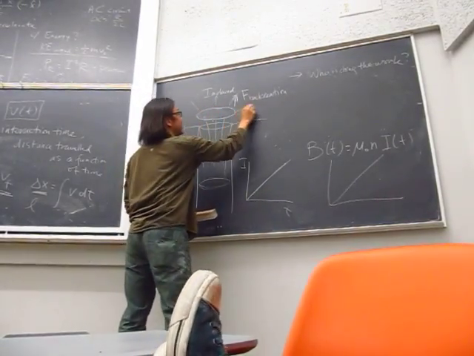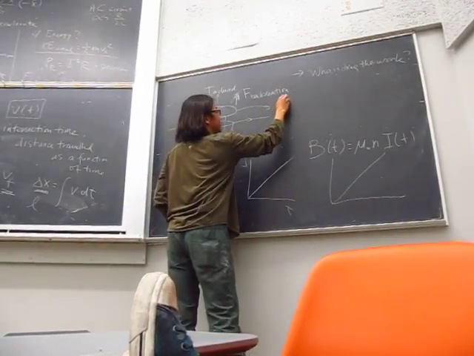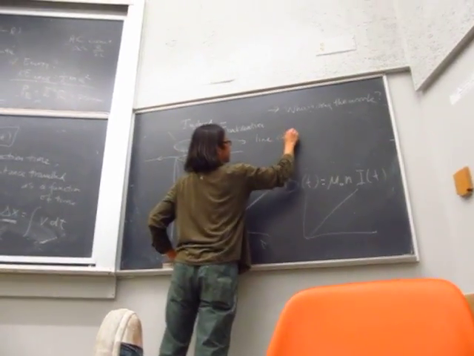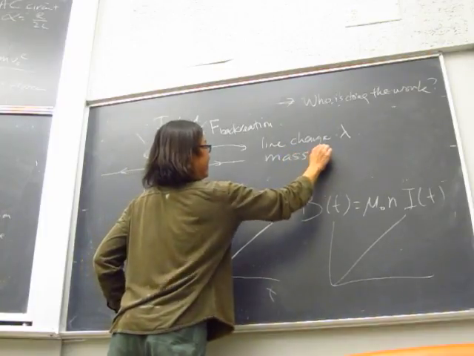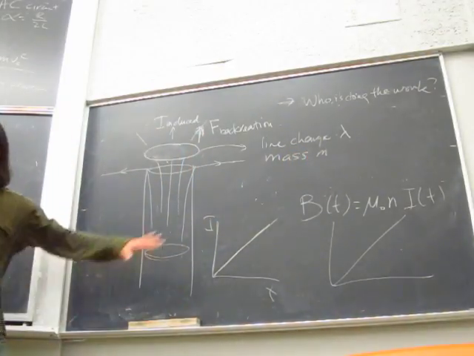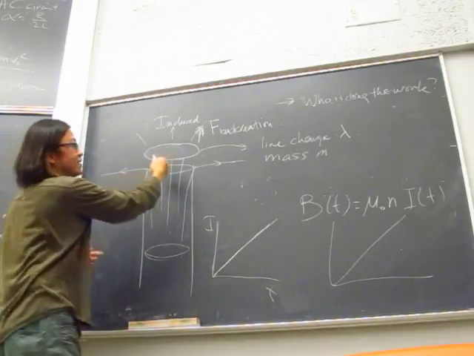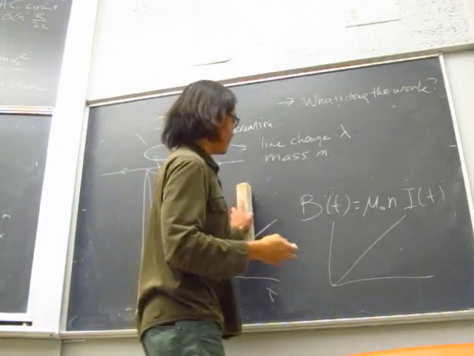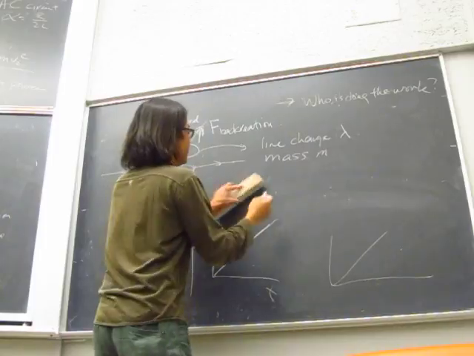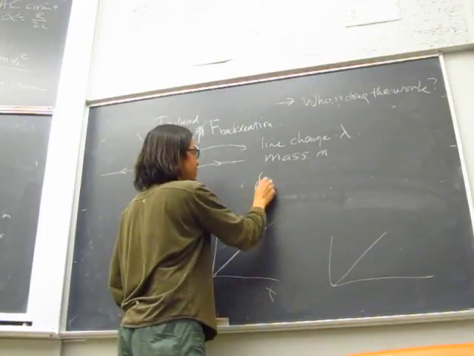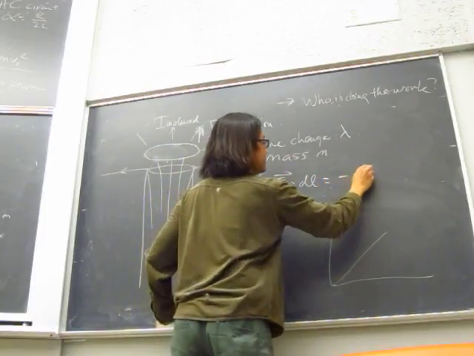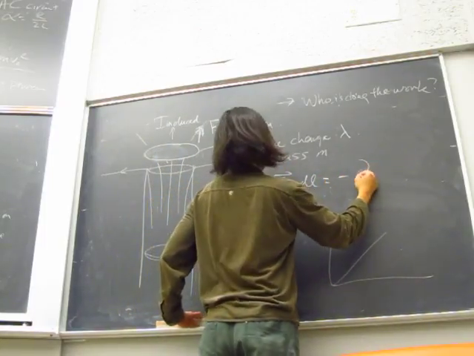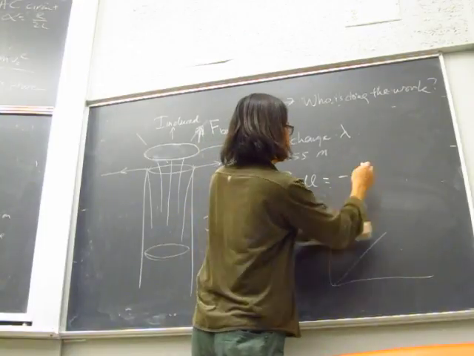I have a ring with a line charge distribution. Right? And the ring has mass m. Okay? Same problem, right? So what happened here? What happened is there is this part. From Faraday's law, remember Faraday's law? The integral of E dot dl is equal to minus d phi over dt.